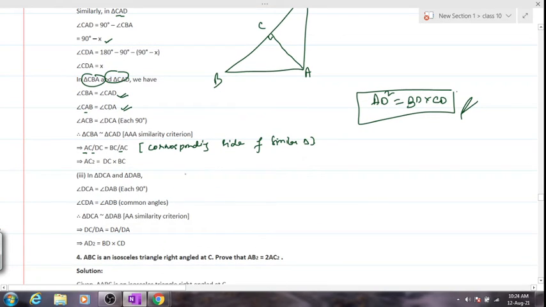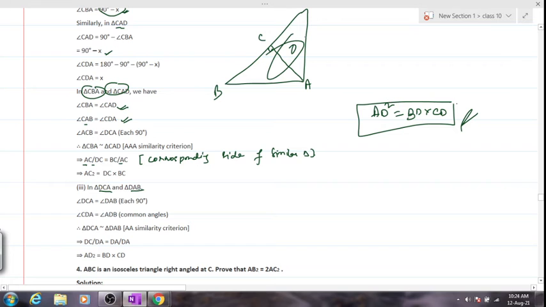Third one is pretty similar. DAC, DCA and DAB. Clear? This entire thing is similar to each other. This angle is common, this angle is 90 degree. Angle similarity. So we can simply write this. DC by DA will be equal to DA by BD, not CD, BD. Clear? Please copy this down.